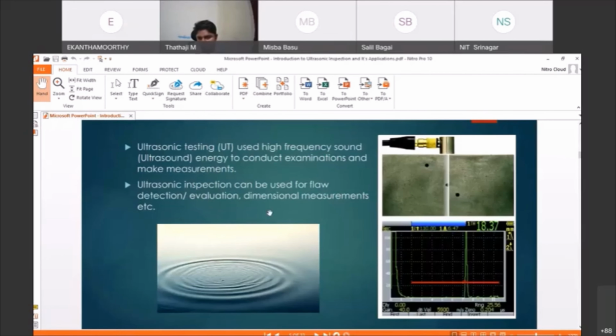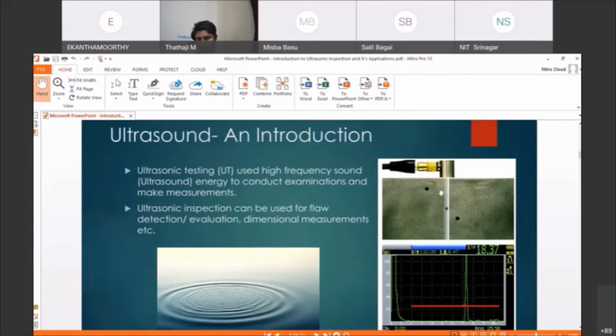Here there's a pictorial explanation. Here is the sample, and there is a probe, and we are sending the ultrasonic signal. In upcoming slides, we'll see why we are using ultrasound and what the basic principle is. Here I'm just explaining what ultrasonic testing is.